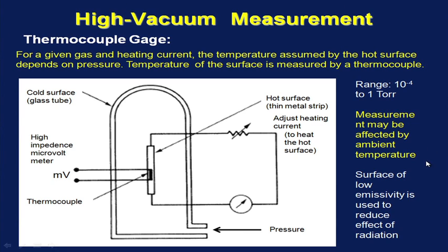We can measure a pressure of 10 to the power minus 4 to 1 torr by thermocouple gauges. Let us remember that the measurement can be affected by ambient temperature. Also, we use a metal strip of low emissivity to reduce the effect of radiation.